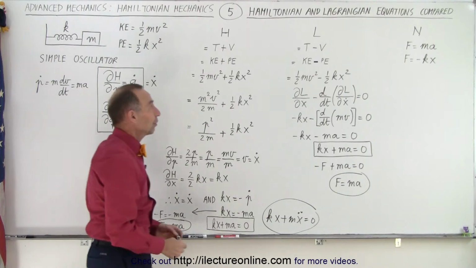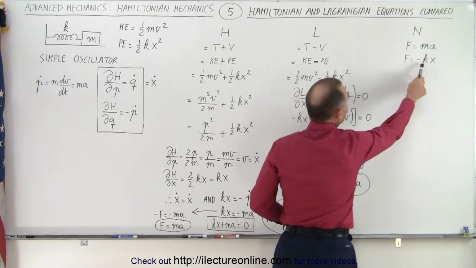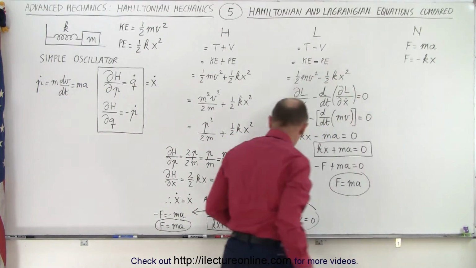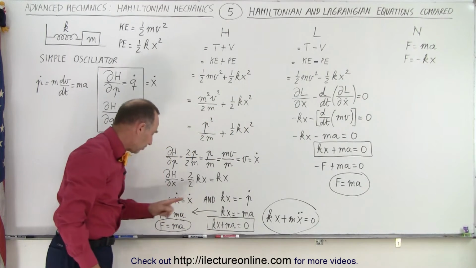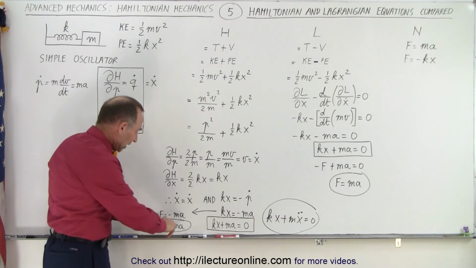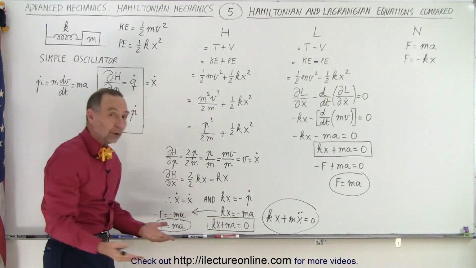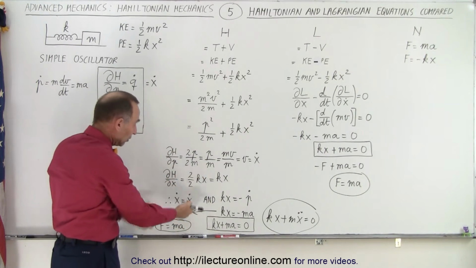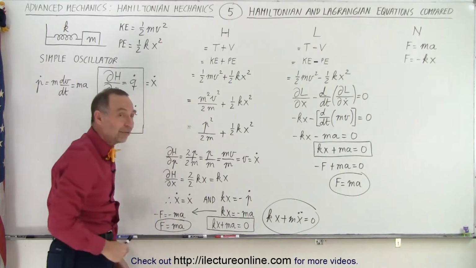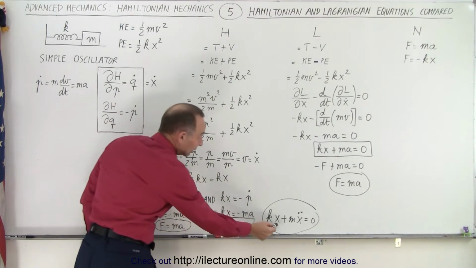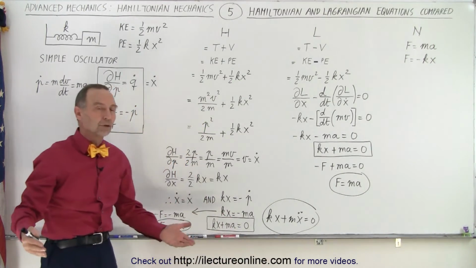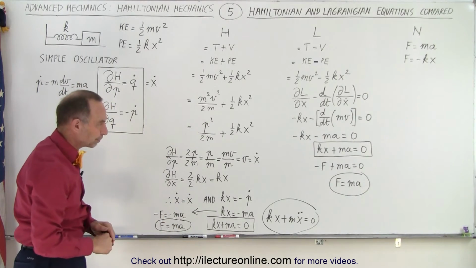Then, if we realize over here that F equals negative kx, or kx equals negative F, we can replace kx by a negative F. Then we can cancel both negative signs, and F equals ma. So again, you realize that the Hamiltonian gives us the Newtonian equation F equals ma, and we get the correct differential equation describing the motion of a simple oscillator.